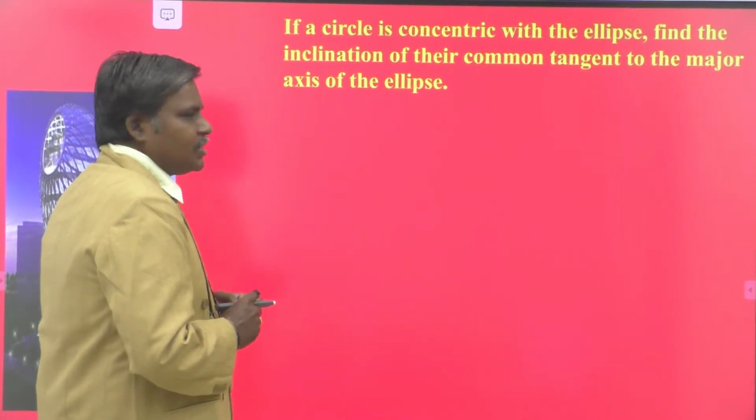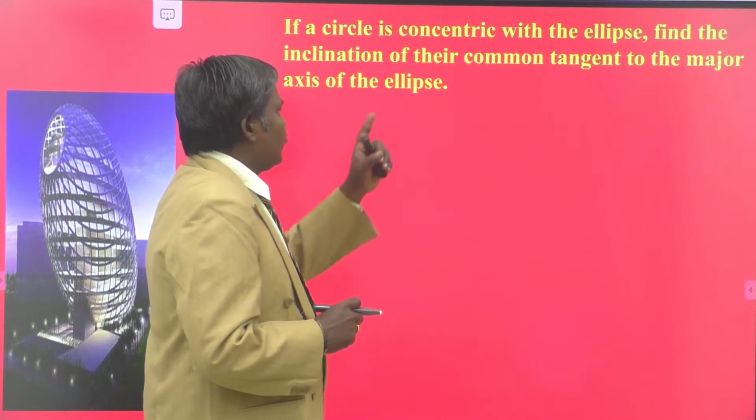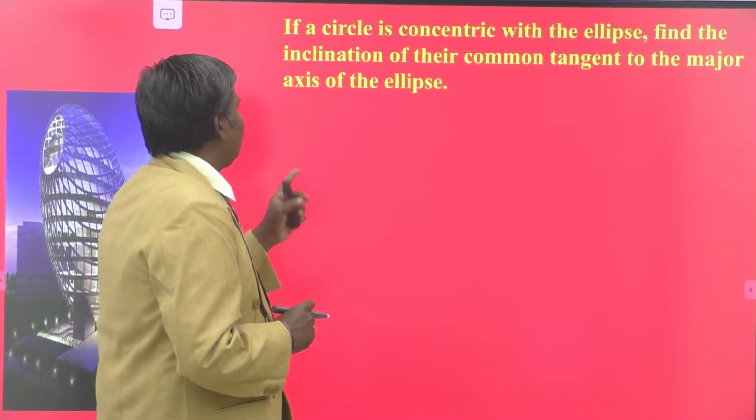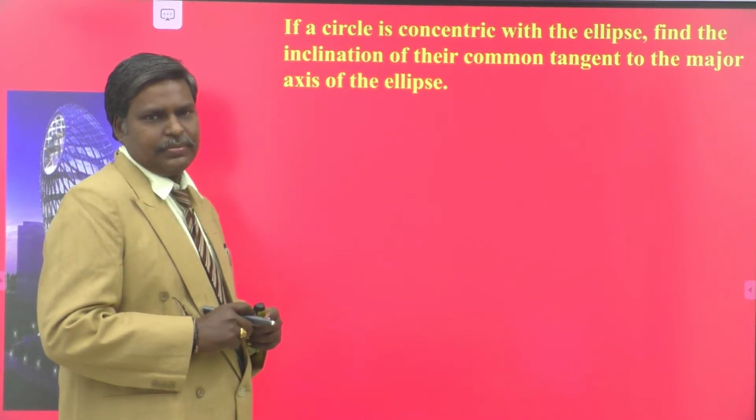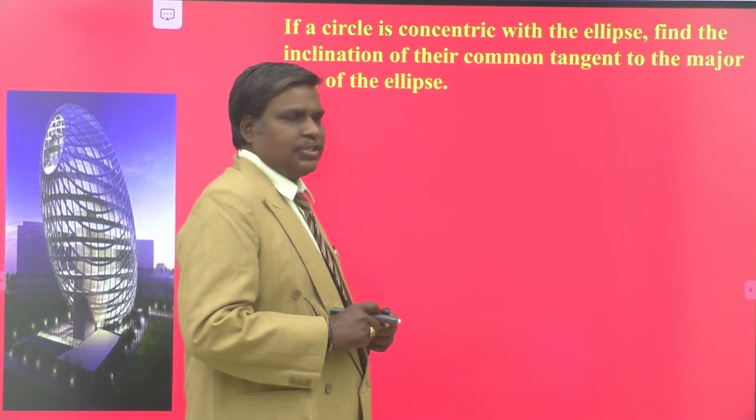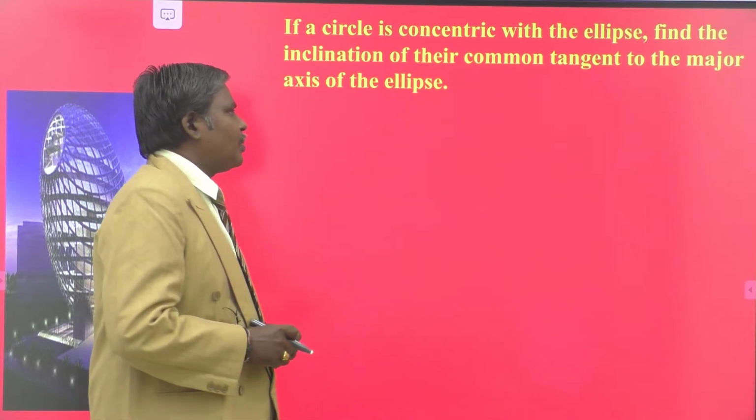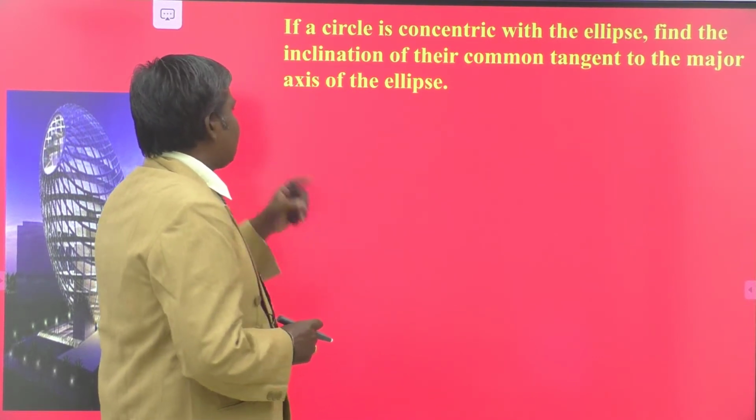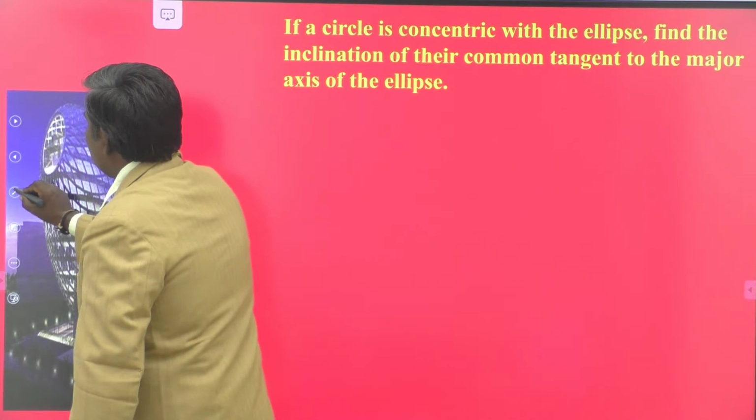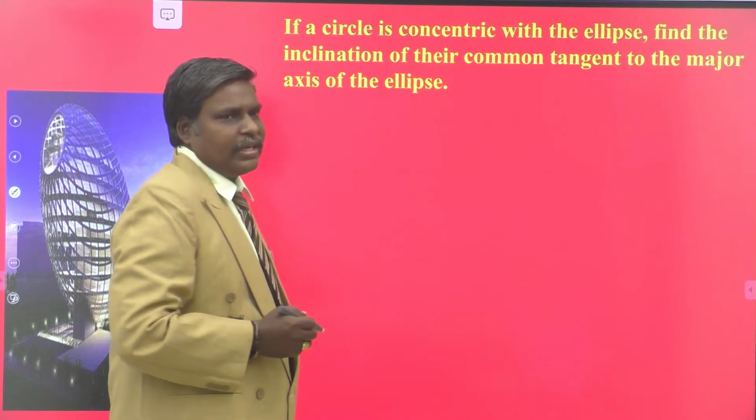See here, this is the question. If a circle is concentric with the ellipse, find the inclination of their common tangent to the major axis of the ellipse. So, a circle is there that is concentric with the ellipse. That means both the centers are same. Find the inclination of their common tangent to the major axis of ellipse is what they are asking. So, there are possibilities to get the common tangents.